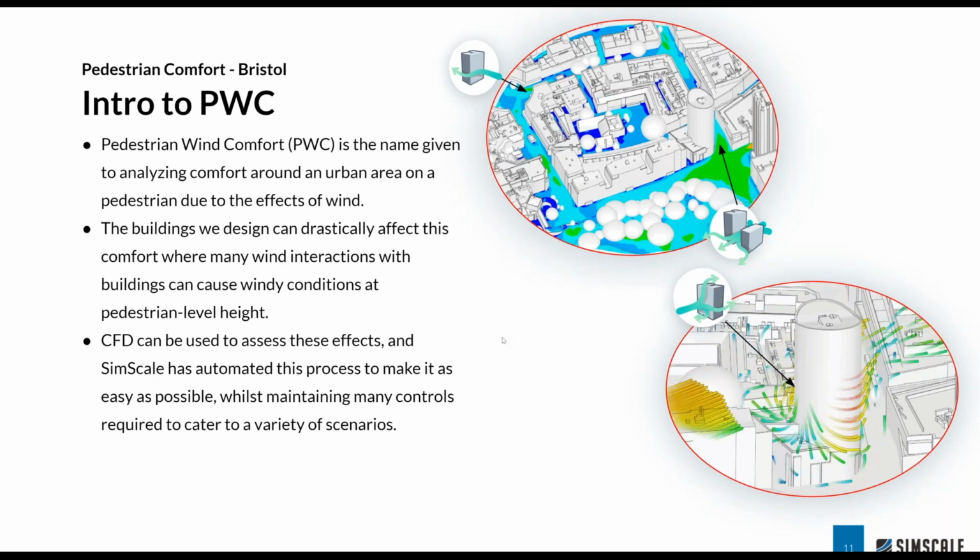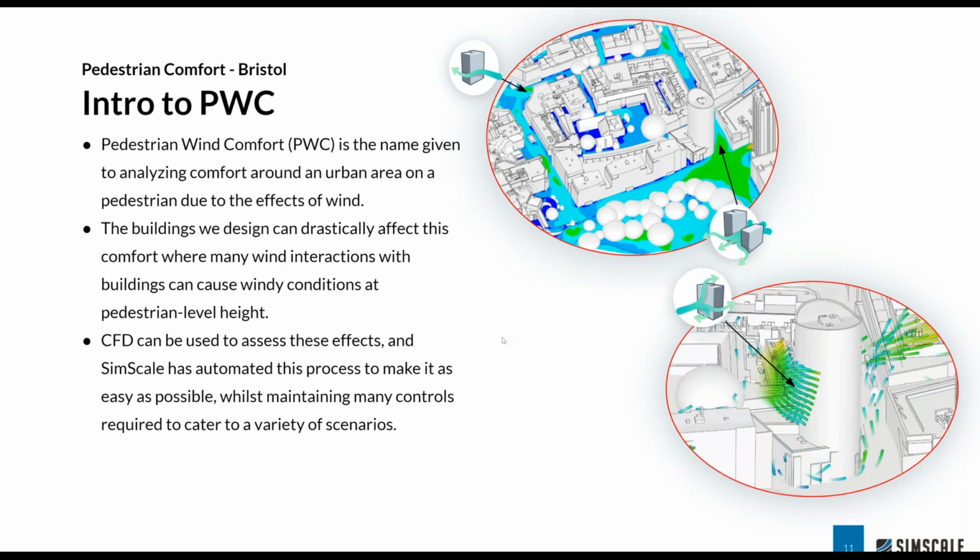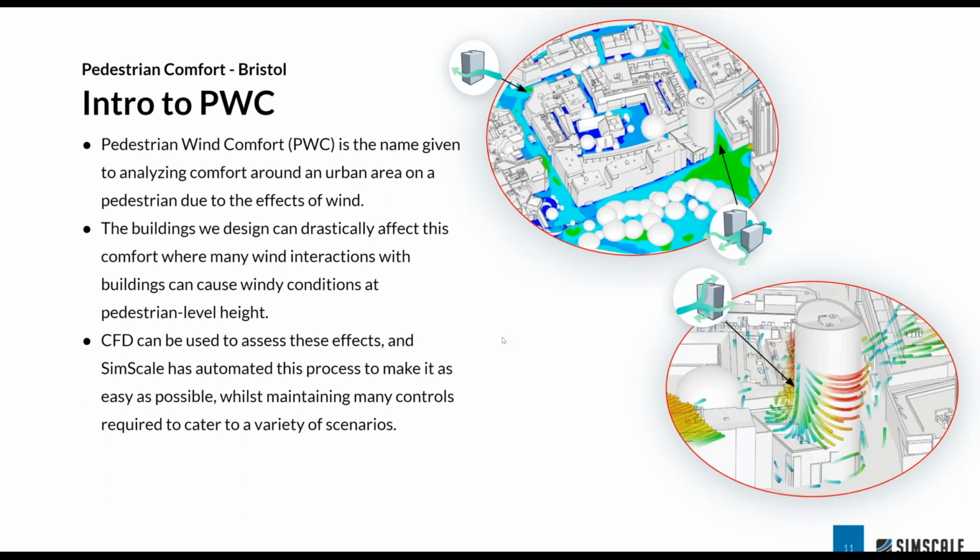So the whole point is we're going to be looking at either the building we've designed or some area of interest to assess the comfort level at that pedestrian level. And more importantly, how we can use CFD, or SimScale's implementation of CFD and its pedestrian wind comfort implementation, to actually get these results. Now, we've highly automated this process, so it's not going to take a long time to get through this. But it is very detailed also, so it's simple and detailed to cater for a variety of simulation scenarios.